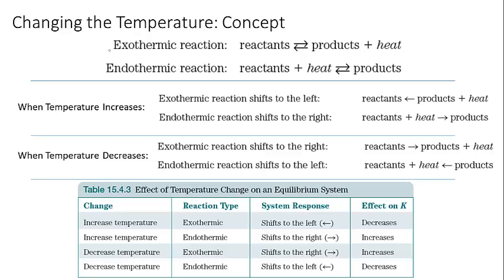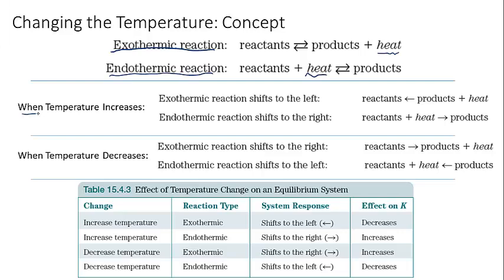In an exothermic reaction, you know that a reaction gives off thermal energy, gives off heat. So we can think of heat as being on the product side of the equation. For an endothermic reaction, thermal energy is absorbed by the system as it's happening. And so you can think of heat as being on the reactant side of the equation.